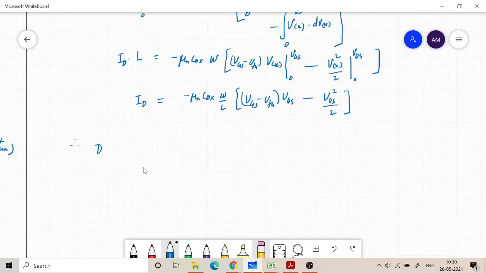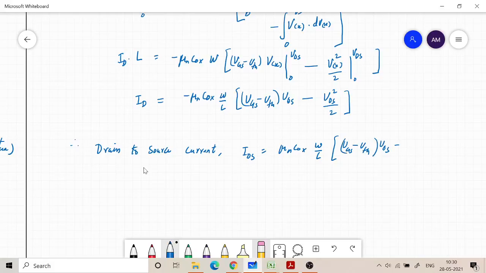Therefore, drain current or drain to source current IDS is equal to mu n Cox W by L into (VGS minus VTH) into (VDS minus VDS square by 2). Now you can see that there are two terms here. One is basically a linear term with respect to VDS, and the other is basically a parabolic term with respect to VDS with a negative sign.